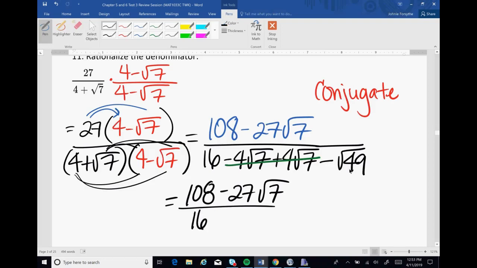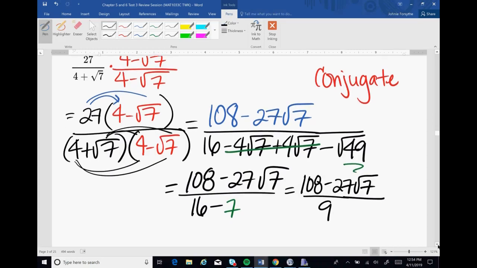16, and then what's the square root of 49? 7. So I have minus 7. What is 16 minus 7? 9. So I have 108 minus 27 square root of 7 all divided by 9.